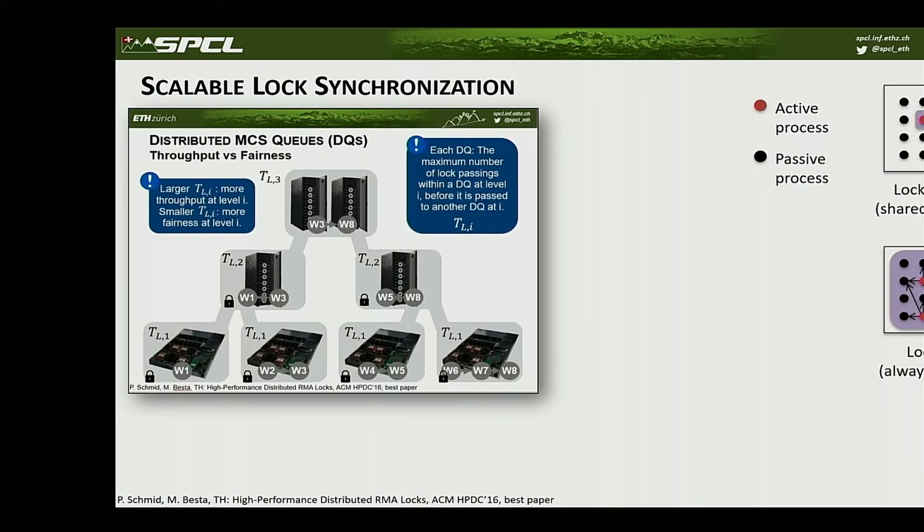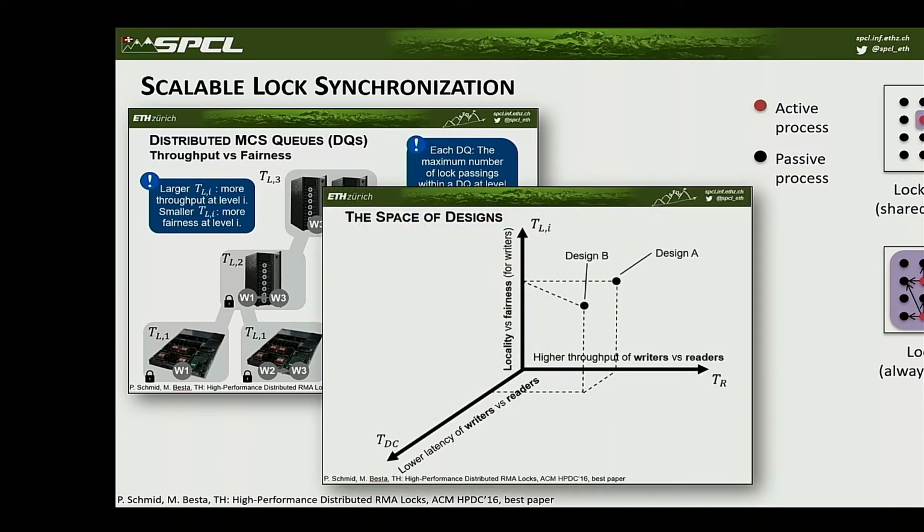Okay, but then the last piece is the scalable lock synchronization, and this is something I don't have enough time to talk about. Again, I just want to give you this overview. That was an HPDC best paper. Basically, we have a tree-based lock implementation that supports reader-writer locks in all kinds of different configurations, and this is a large design space where we can trade off latency of readers and writers together with the throughput for readers and writers, together with the fairness for the writers.